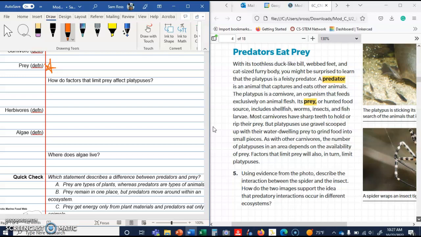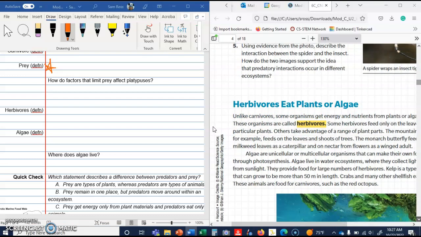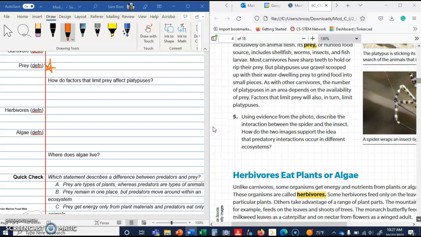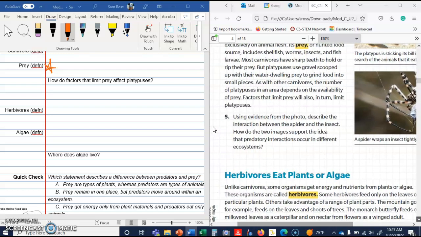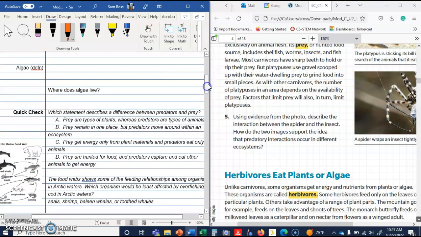How do factors that limit prey affect platypuses? Let's see if it tells us. I would say that in answer to how do factors that limit prey affect platypuses, the number of platypuses in an area depends on the availability of prey. So the more prey, the more platypuses you're going to get. So that's box checked. Let's continue down our notes.